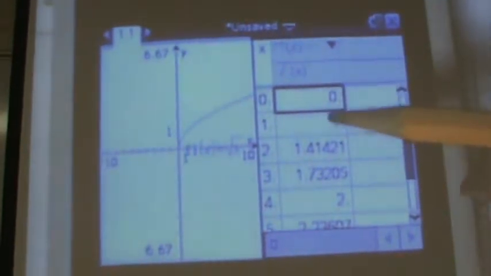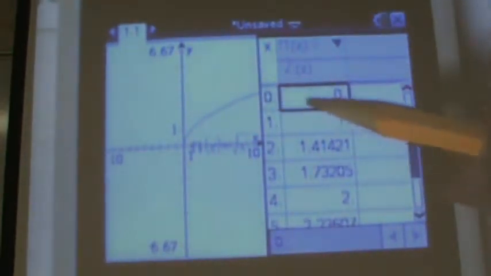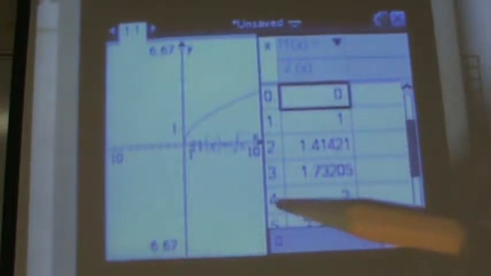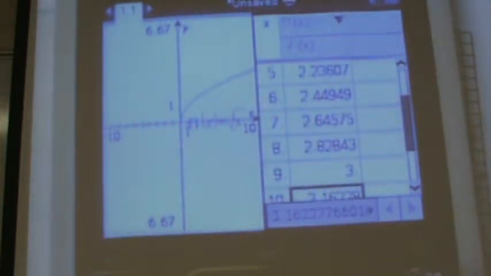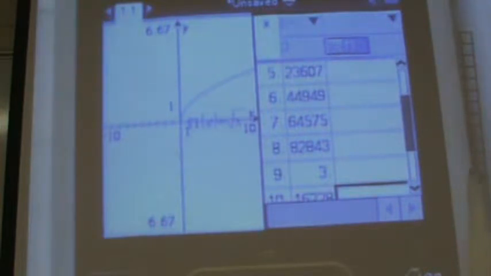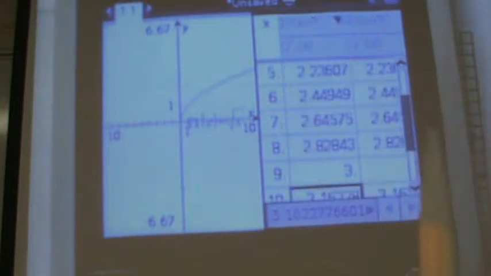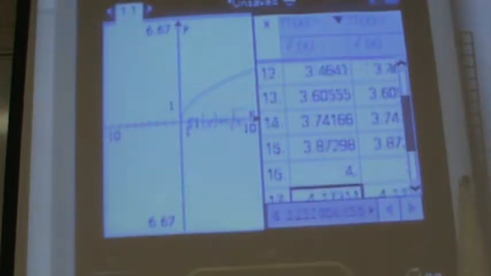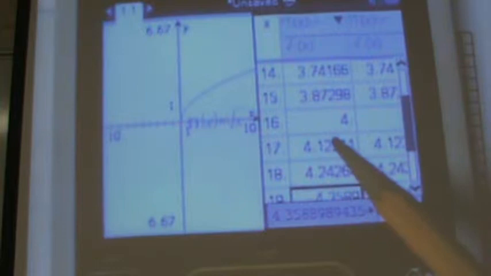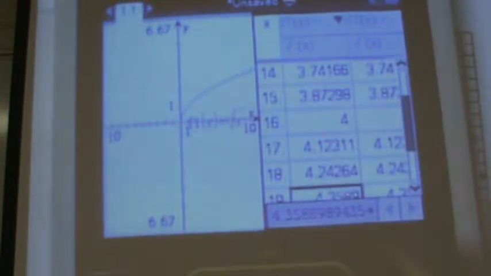Now let's verify that these numbers are what we have. 0, 0; 1, 1; 4, 2; and then if you arrow down, you'll see, what's the next one? 9, 3, and what's the next one? 16, 4, and you can keep going. All right? Now, I'm going to have you graph the next one.